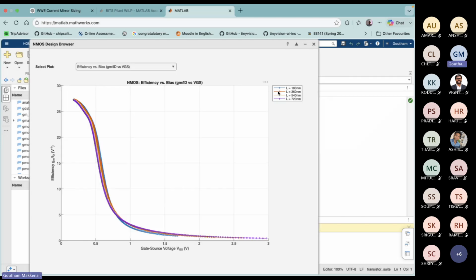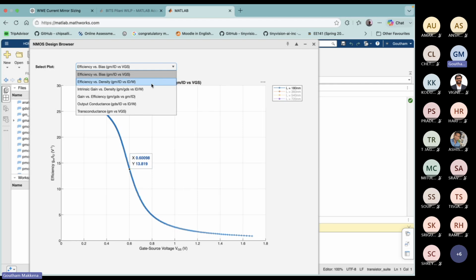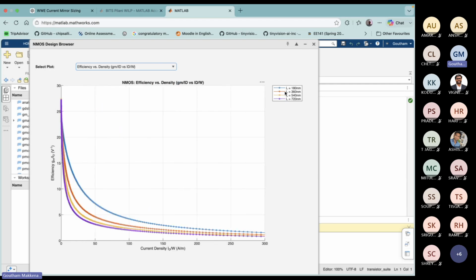So I want to look at GM over ID versus VGS. What is the VGS value? 600 millivolts, right? At 600 millivolts, what is the GM over ID value? Yeah, 13.8. Can you see that? At 600 millivolts, what is the GM over ID value? 13.8. Now I go to GM over ID versus ID by W.